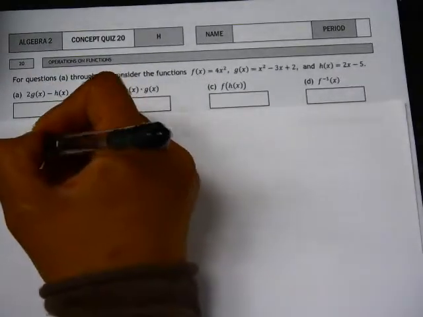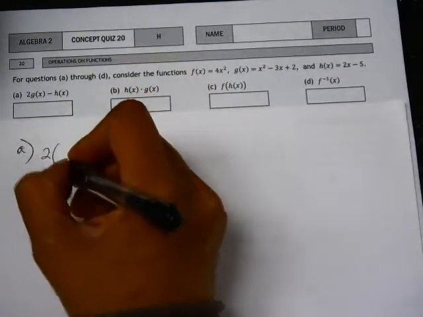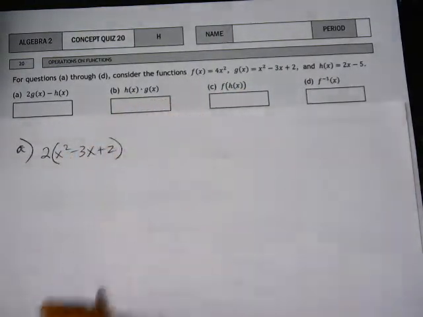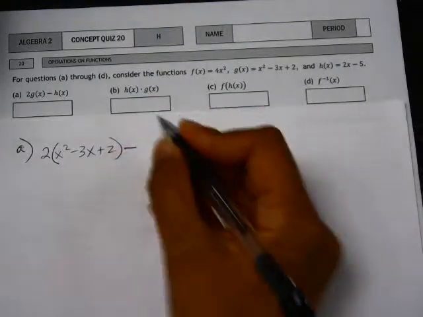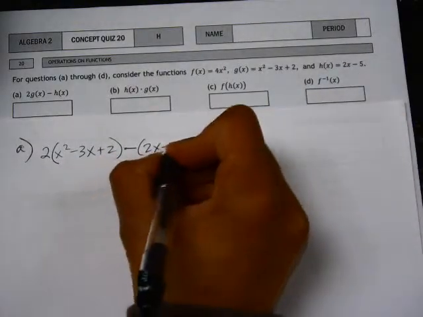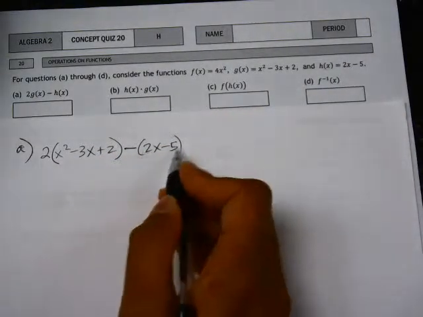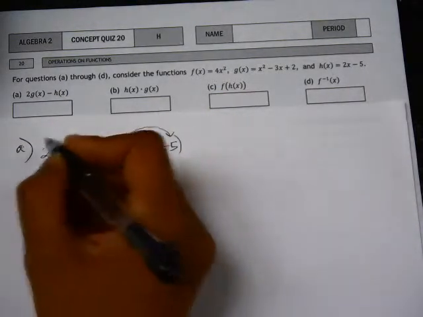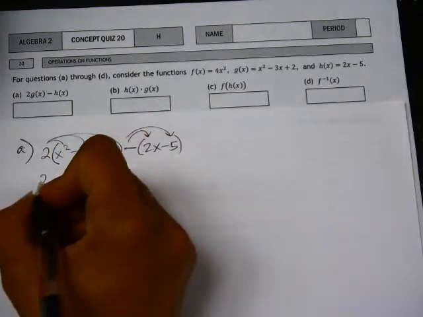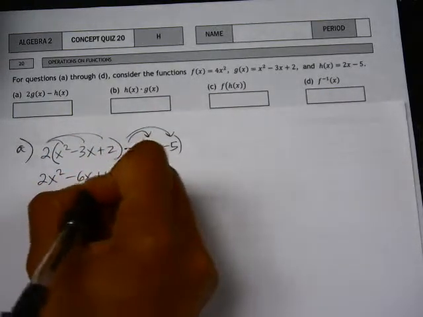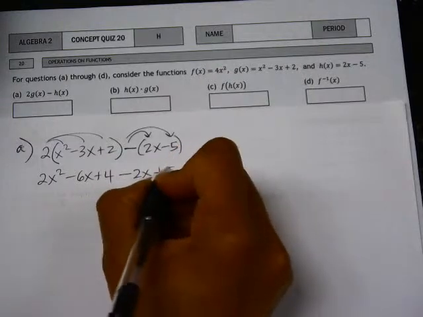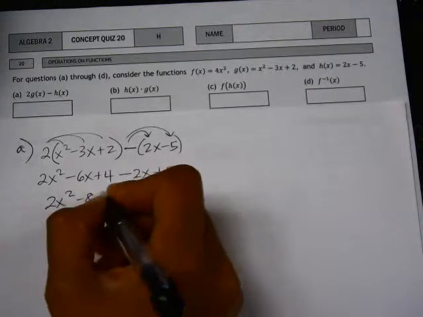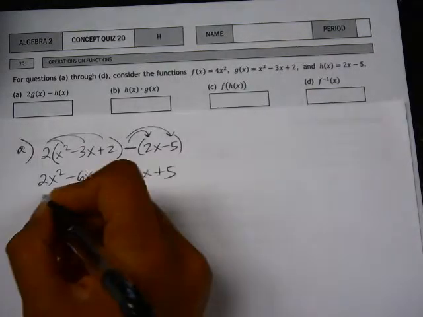So we're just plugging everything in. 2 multiplied by g of x, which is x squared minus 3x plus 2, minus h of x, which is 2x minus 5. Make sure you have this expression in parentheses because we'll need to distribute here and we need to distribute here. So this becomes 2x squared minus 6x plus 4 minus 2x plus 5. And then if we simplify, we get 2x squared minus 8x plus 9.